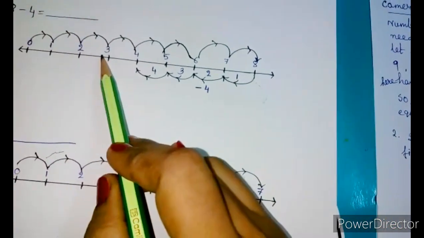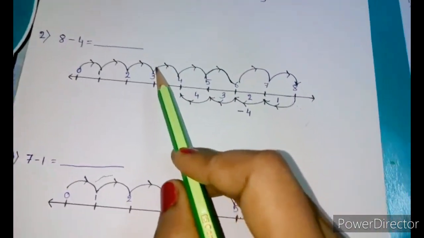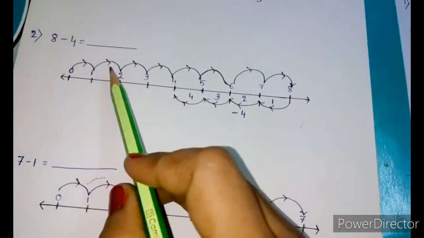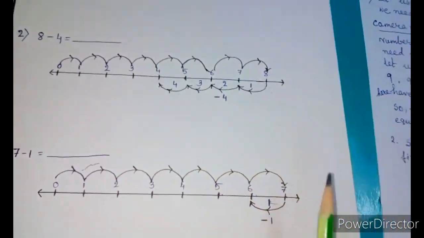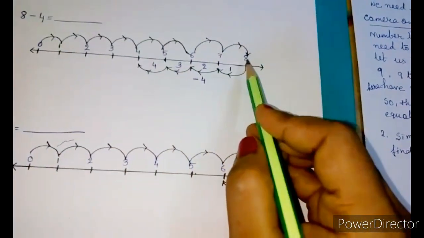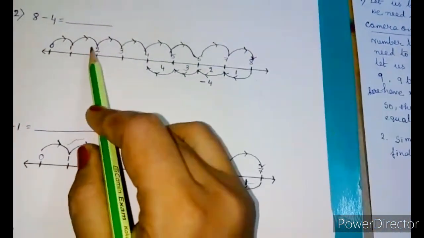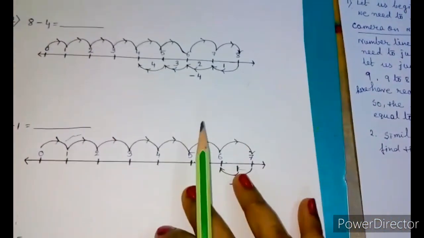Similarly, in the second question, we need to find the difference of 8 minus 4. Here is the number line. Let us first locate 8 on the number line. So kids, this is 8.